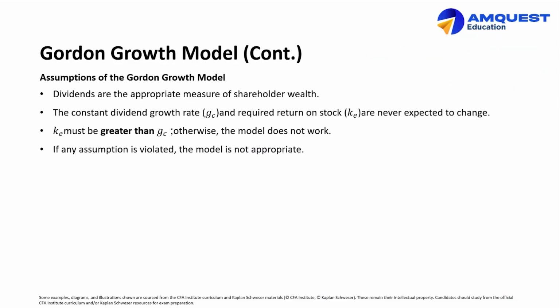So moving on, the Gordon growth model assumes dividends are an appropriate measure of the shareholders' wealth. So for you, dividends are very valuable. The constant dividend growth rate GC and the required return on the stock KE are never expected to change. So if you're having a 4-year perspective, for the 4 years you are assuming that the cost of equity and G are the same. Now, this is a bit unrealistic. Because it is a bit unrealistic, that's why the dividend discount model and the CAPM, everything is questioned. But fine, theoretically, all this works. K has to be greater than GC, otherwise the model does not work. If any assumption is violated, the model does not work. And instead of taking dividend, you can also take FCFE.